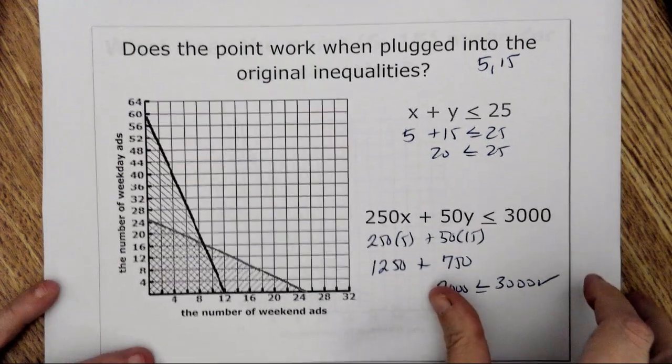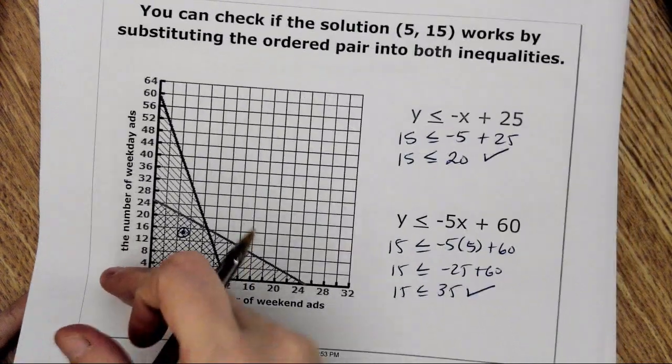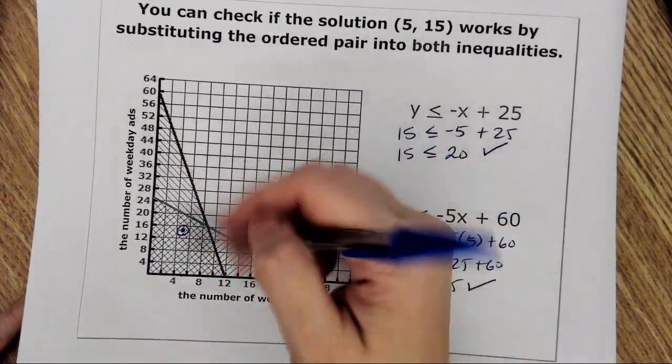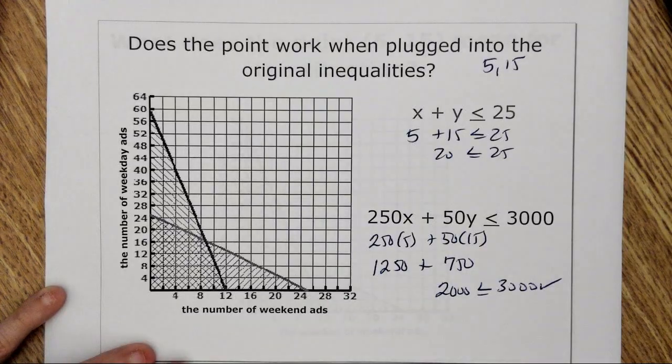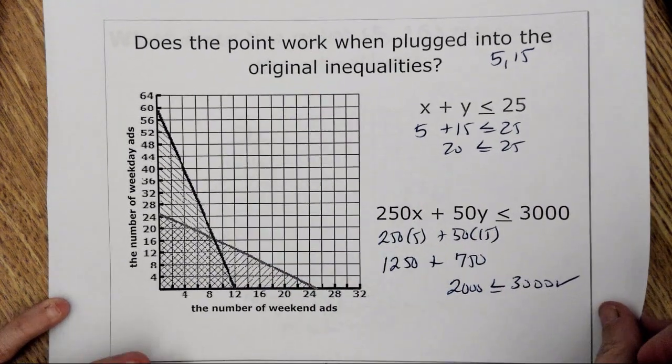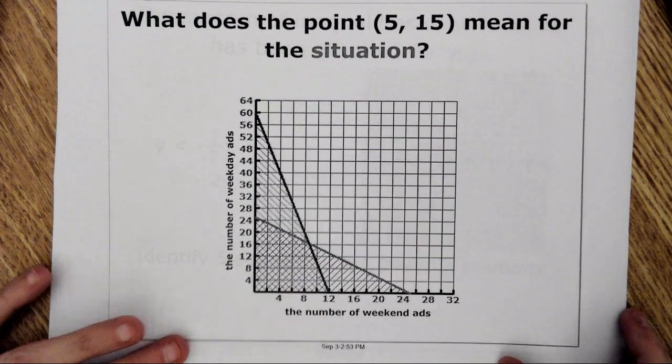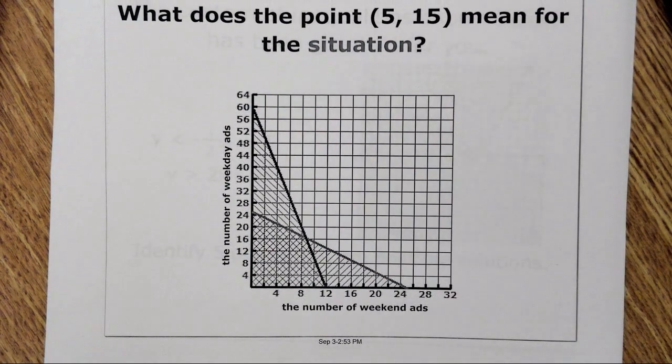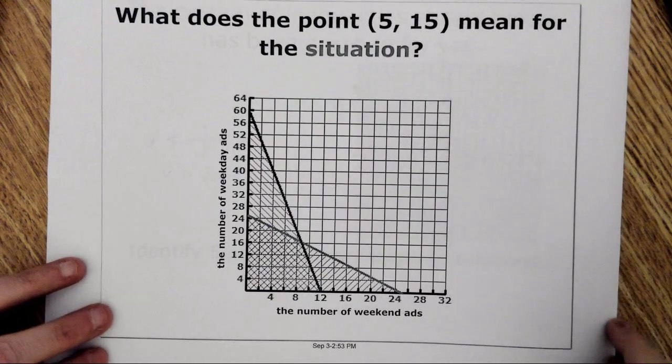Okay? So not only does it work in our inequalities that we converted into slope-intercept form so that we could graph them on this crazy graph, it also works in our original equations. So we know that this is a correct system. Now remember, when we talk about algebra, one of our goals in algebra is to make sure we understand everything about that value. So what does the point 5, 15 mean in this situation?